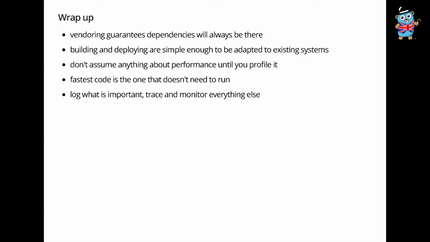To wrap this up, I would say take care of your dependencies. Make sure you always have them when you need them in your pipeline, on your machine. Make sure that you are building a simple system that doesn't need too many dependencies. You can adapt any Go application to be deployed in current environments. So regardless if you're on GCP or AWS, Azure, whatever, you should be able to deploy a Go application.